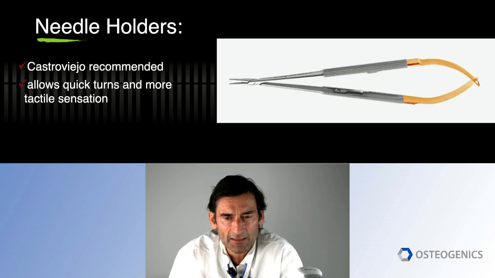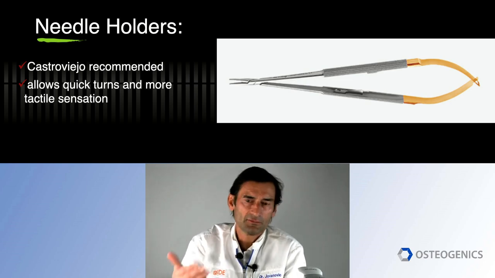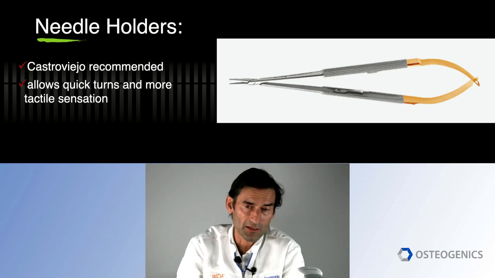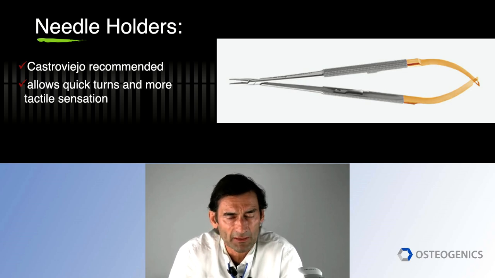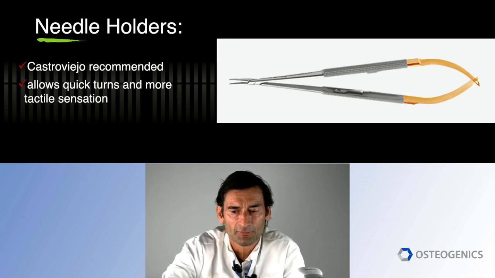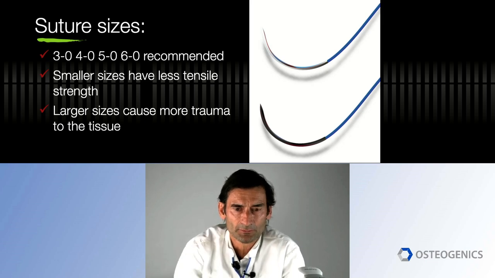So there are several of these. You have thicker Castro Viejos, you have thinner Castro Viejos, depending on the needle size that you're using. In most surgical kits, you probably have a medium one where a 4-0 or a 5-0 suture really works well. But it's really important that you have these types of needle holders.